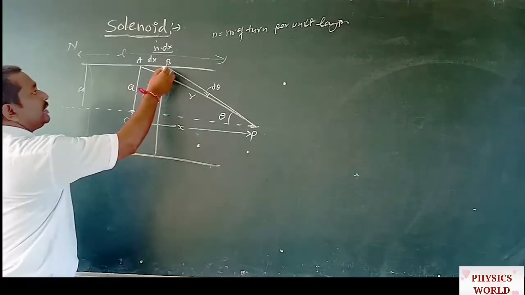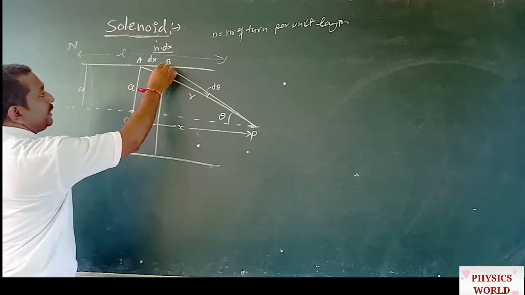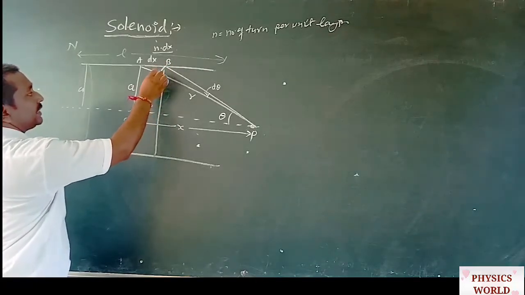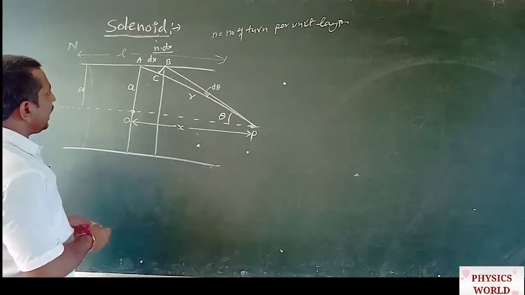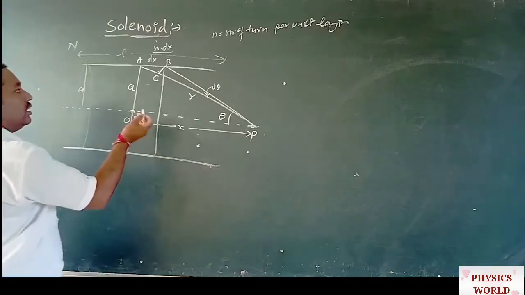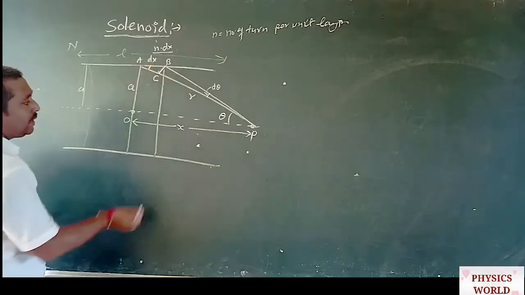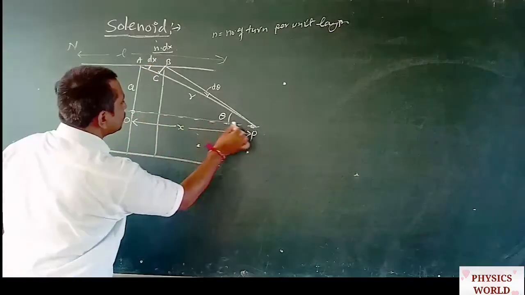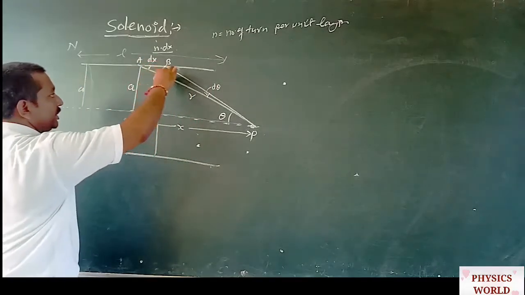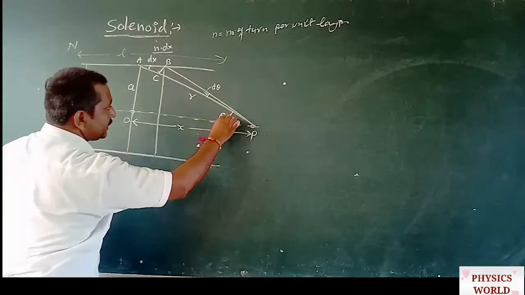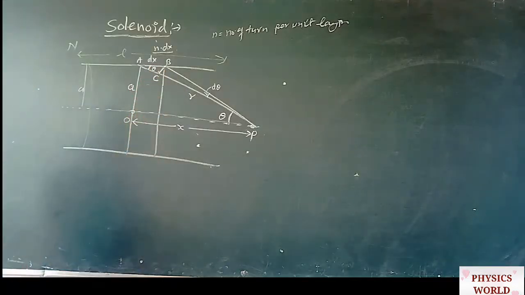Suppose that we draw a perpendicular line on this AP line, which intersects at a point C. So what will be the value of this angle? Because these two lines are parallel to each other, and this one is treated as a transversal, this angle is equal to this angle. It means this will also be equal to theta.